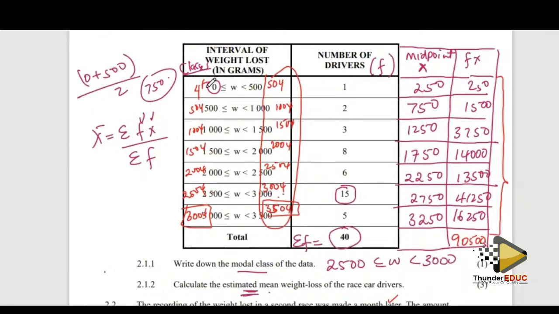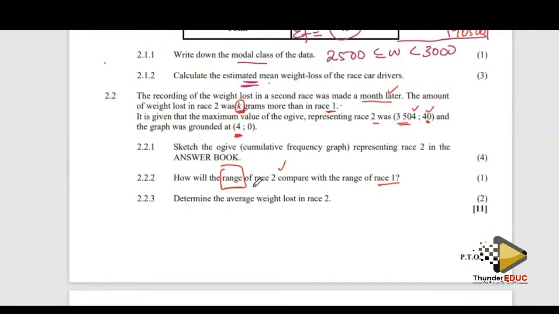with the 0, we added a 4 to give us this. And then even with 500, we added a 4. So if you ask for the range, which is the maximum minus the minimum, there's no difference. You can say it just remains the same. And then determine the average weight that is lost in race 2.